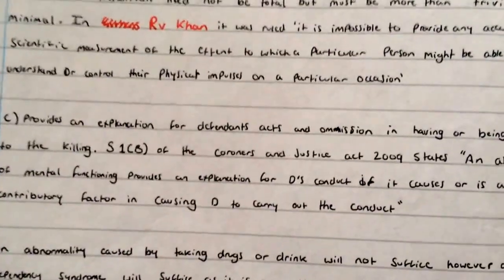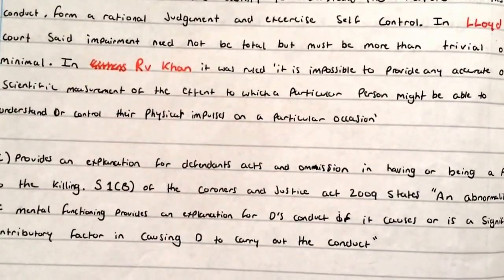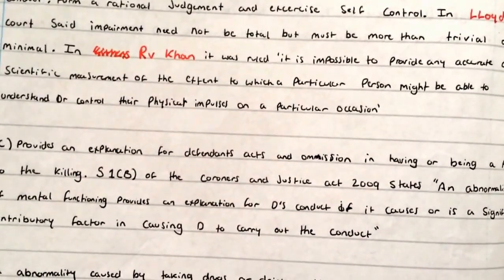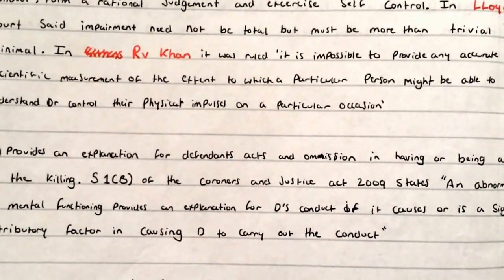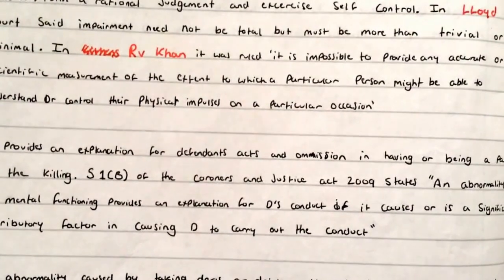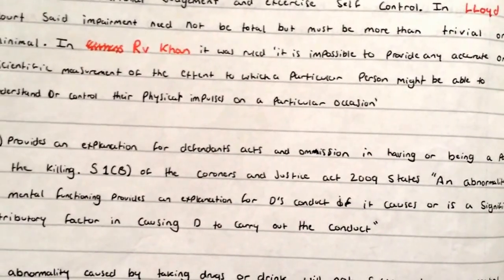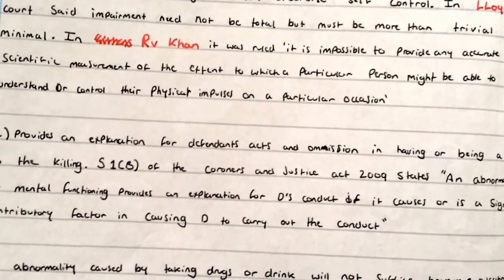Last step, or second last, depending on scenario, provides an explanation for the defendant's act and omission in having or being a party to the killing. Section 1, subsection B of the Coroners and Justice Act 2009 states that abnormality of mental functioning provides an explanation for the defendant's conduct if it causes or is a significant contributory factor in causing the defendant to carry out his conduct.